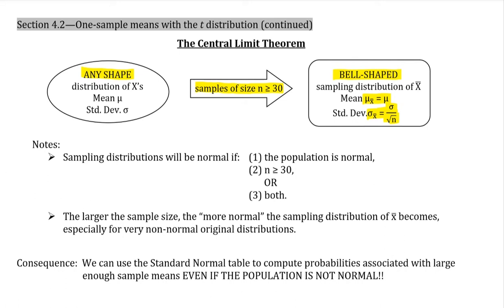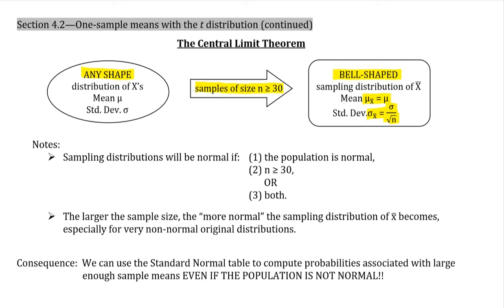A couple notes. The sampling distribution will be normal if the population is normal, n is greater than or equal to 30, or both. Note that we do not need both conditions. One or the other would suffice, but if we have both, then that's also good. Generally, the larger the sample size, the more normal the sampling distribution of x bar becomes, especially for very non-normal original distributions.